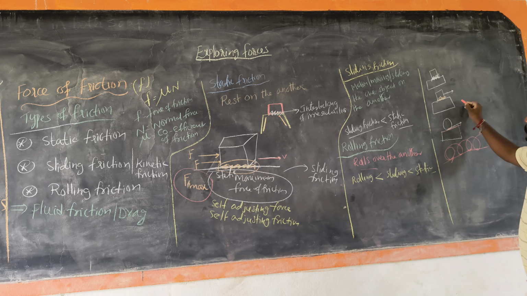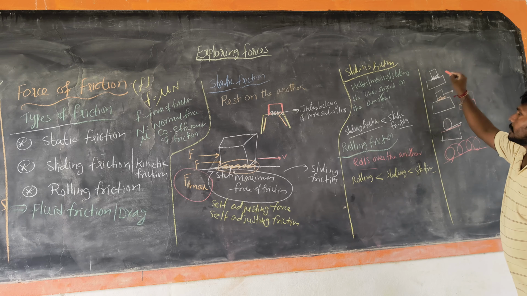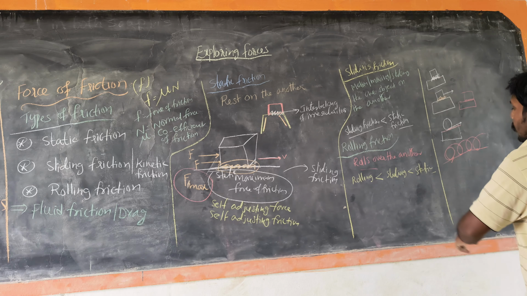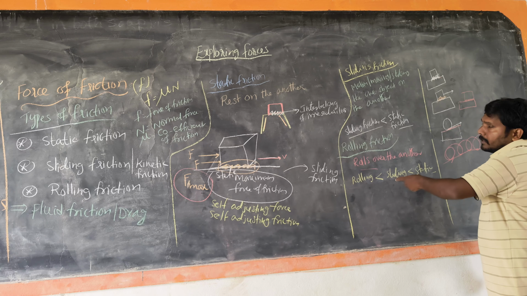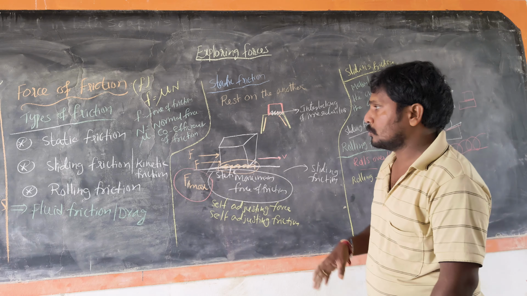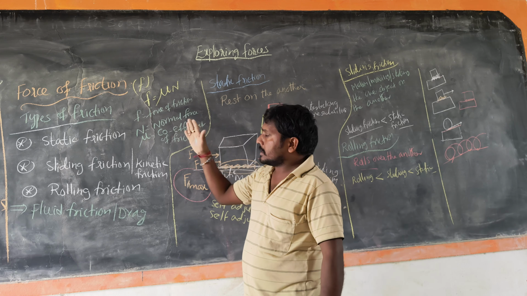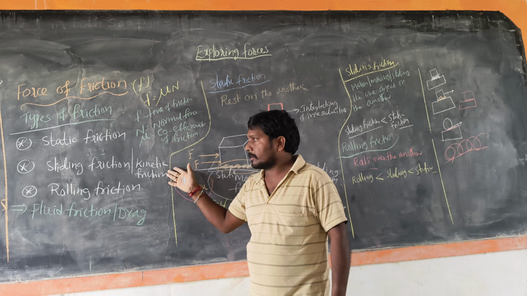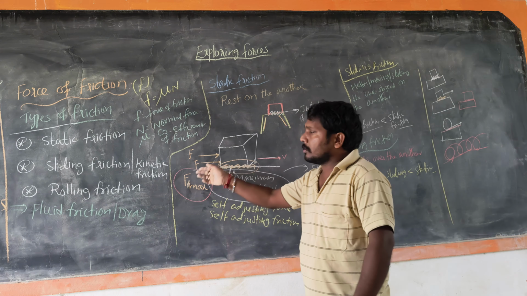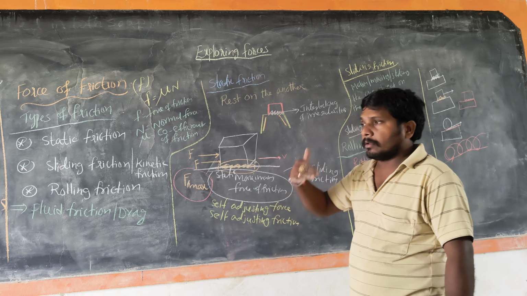If the object is moving on the other one, interlocking is less. But in the case of static friction, maximum interlocking takes place. That's why rolling friction is less than sliding friction, and sliding friction is less than static friction. So we discussed static friction, sliding friction or kinetic friction, and rolling friction. We will discuss more about rolling friction in coming topics.